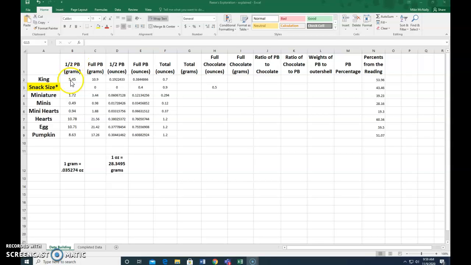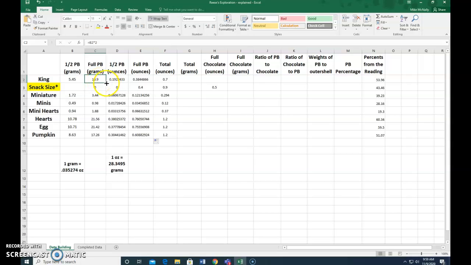So we cut them in half. We see how many grams of peanut butter there were in a king, how many grams of peanut butter there were in half a miniature, and so on and so forth. So this was half. Then to figure out what a whole product would be, we just multiplied it by 2, and you can see that we used a formula. We said this number, which was cell B, column B, row 2, and then times 2, times is the asterisk. We entered that there, and that multiplied it for us, so that times 2 equals 10.9.